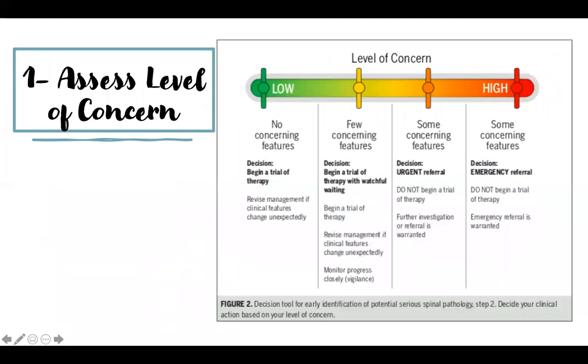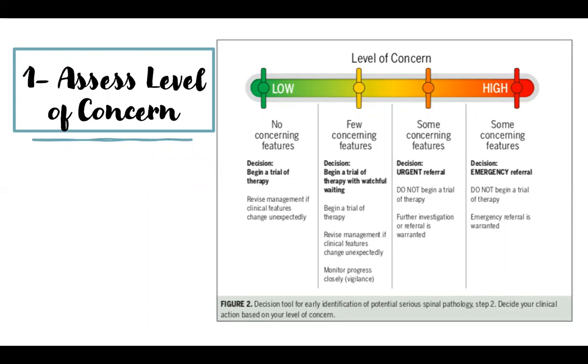So the first thing that is of utmost importance is to assess our level of concern. And this is really where screening comes into play, where we're trying to identify what factors from the patient history, what factors from our examination are concerning. So do we pick up on any concerning features that don't fit what we would think about for musculoskeletal mechanical low back pain? Is there anything that indicates underlying pathology where they would need treatment beyond physical therapy?